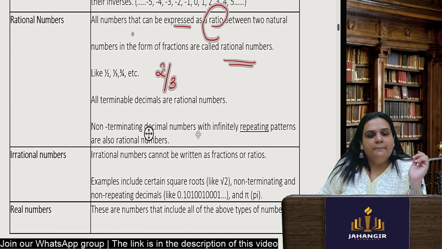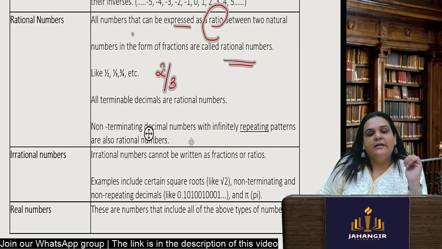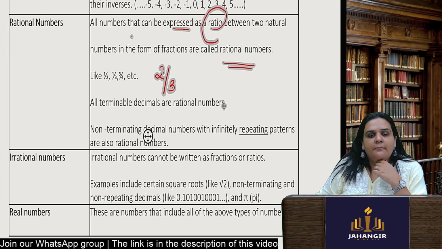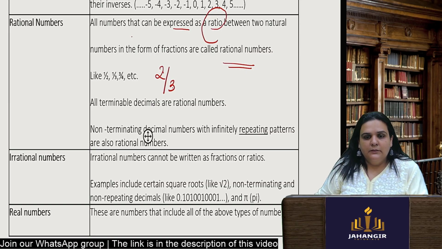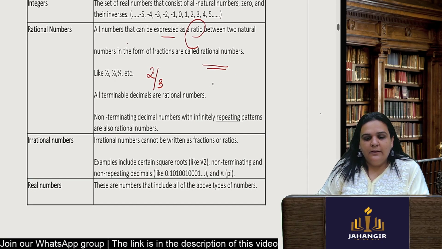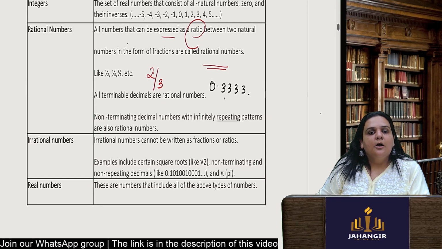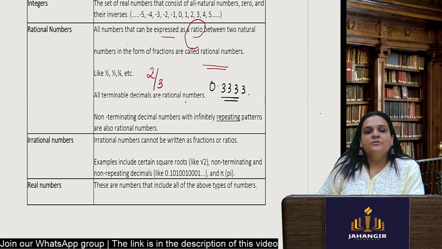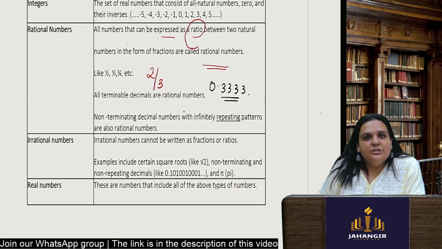Non-terminating decimal numbers with infinitely repeating patterns are also rational numbers. There can be certain decimal numbers, for example 0.3333. They are repeating patterns. Infinite, non-terminating. The decimal is not terminating, you don't know where it is going to terminate. So they are also known as rational numbers.